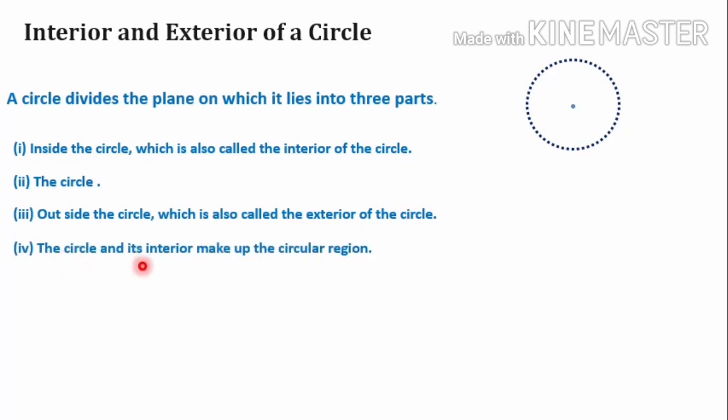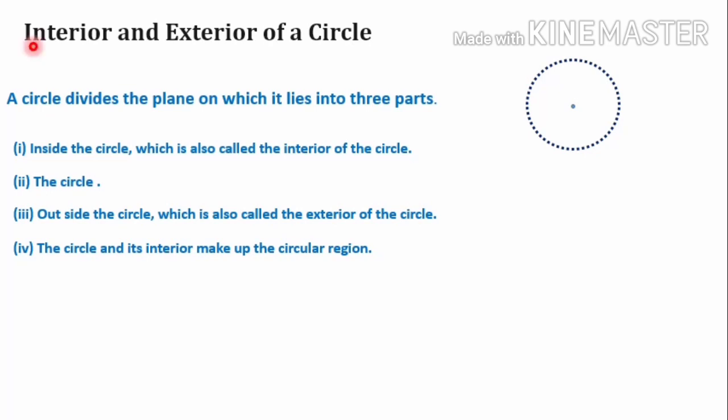The circle and its interior make up the circular region. Usually the circular region is a term which we are going to use in mensuration, where we'll calculate the area and volume and all. So circular region means this circle and its inside, that is called the circular region. The circle and its interior make up the circular region.